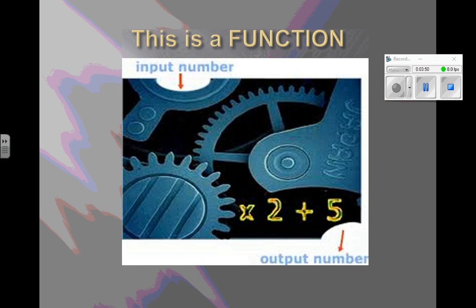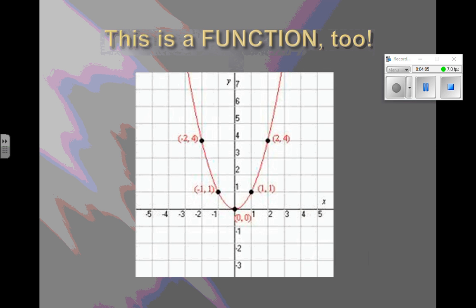And in this one, let's say you input the number 3, then you multiply that by 2 and add 5, and out spits 11 out the other side. So that's the concept of a function. We're going to be dealing with those a lot in this chapter. We'll see that as a representation of functions a lot.